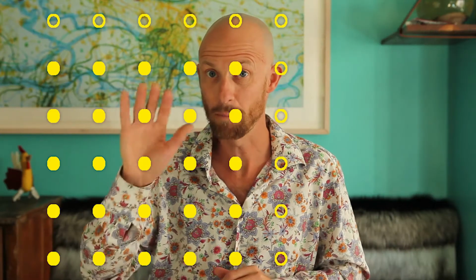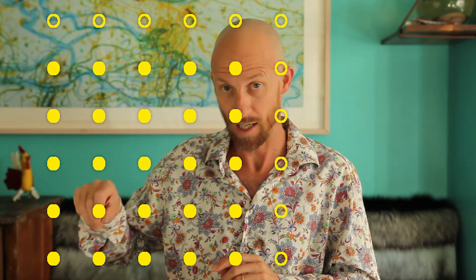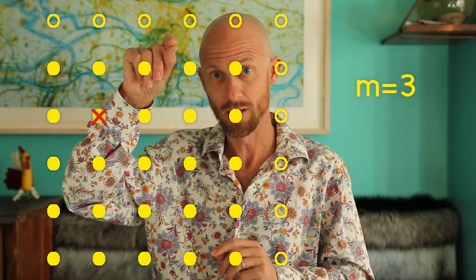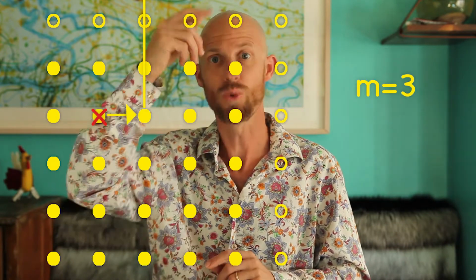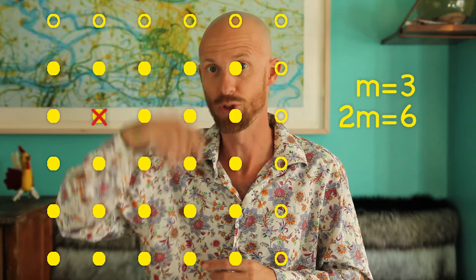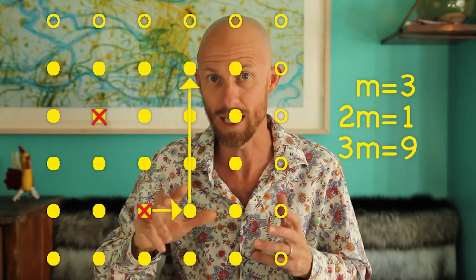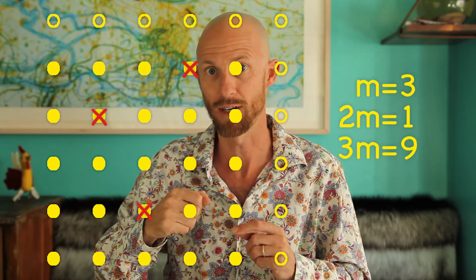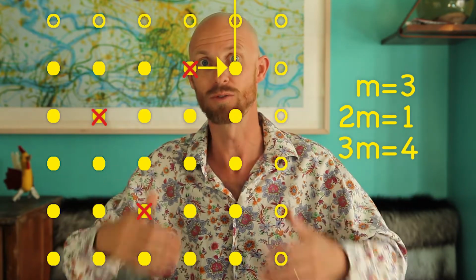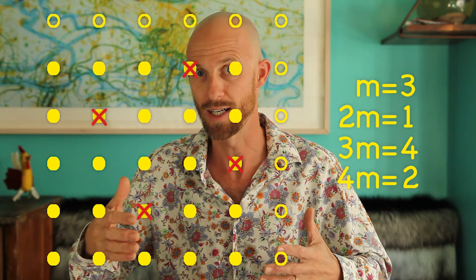So if we're thinking about plot 5, applying the rule once gets me m, applying the rule twice gets me 2m. Well, I have to think of the remainder of 2m after I divide by 5. Applying the rule 3 times gives me 3m, or the remainder after dividing by 5. Applying the rule 4 times gives me 4m, or the remainder after dividing by 5.